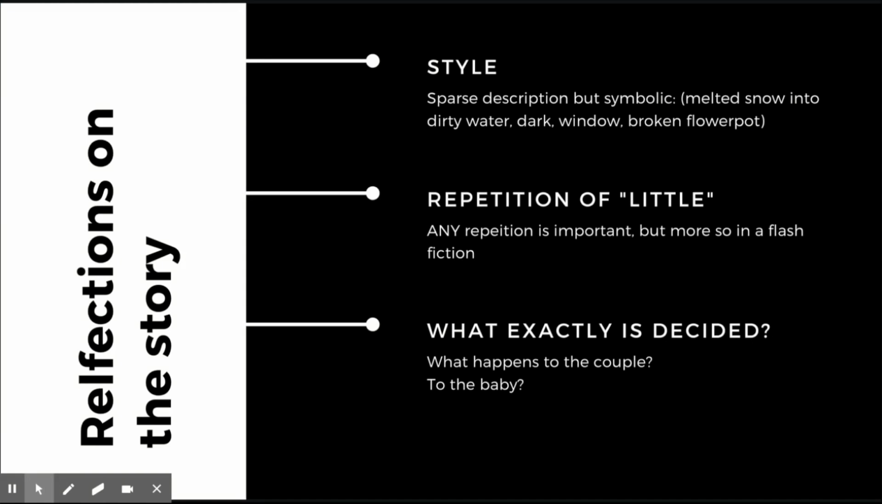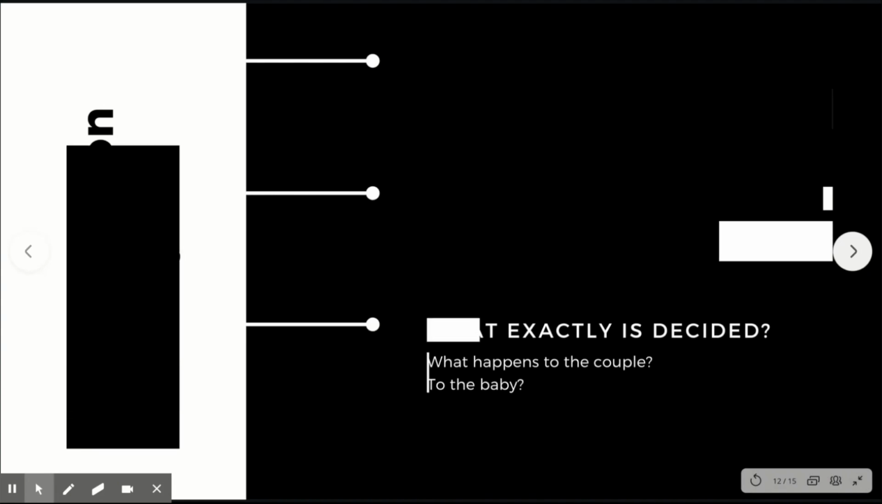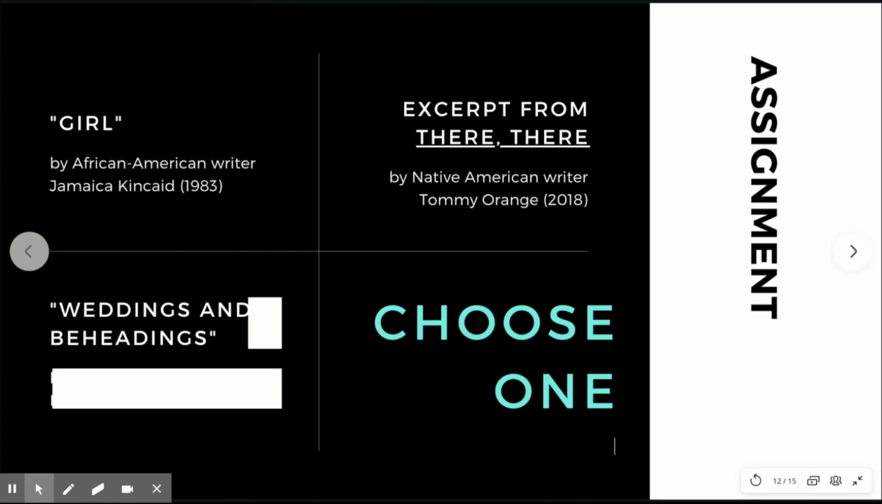Perhaps you'll see that the style has sparse description, but it's very symbolic. And whenever you see anything repeated in flash fiction, it's incredibly important. Also consider, if you read it, what happens to the couple and what happens to the baby.